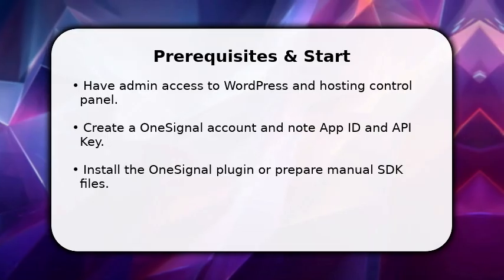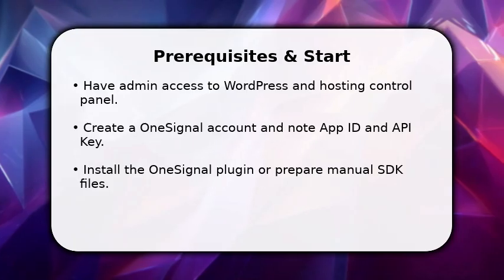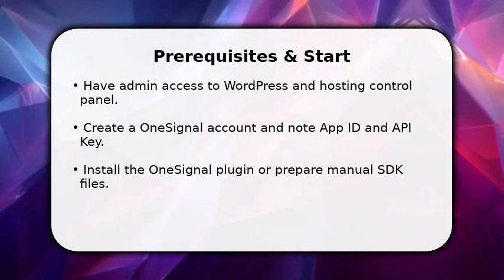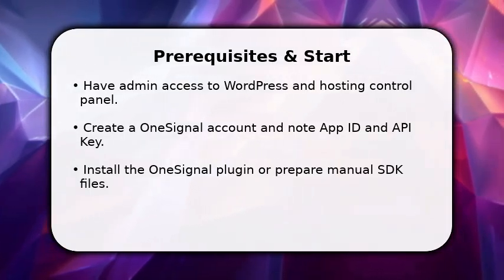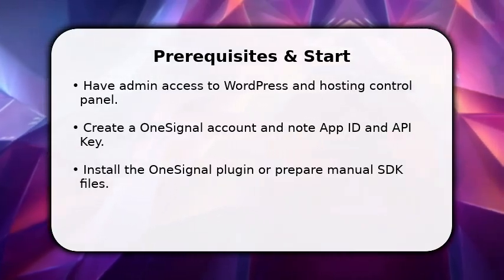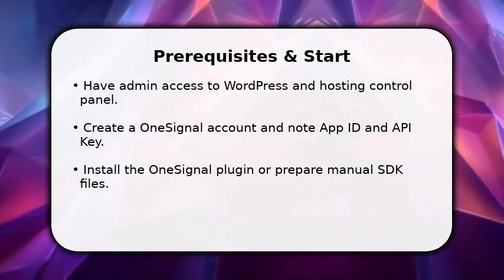First, log into OneSignal and create a new app to generate the app ID and REST API key. You'll need them immediately. Next, go to your WordPress dashboard and install the OneSignal push plugin or upload SDK files if using a custom theme. Once done, open the plugin settings page so you can paste app ID and API key in the next step.